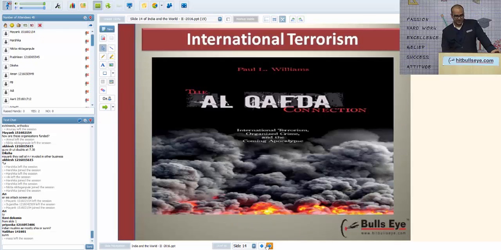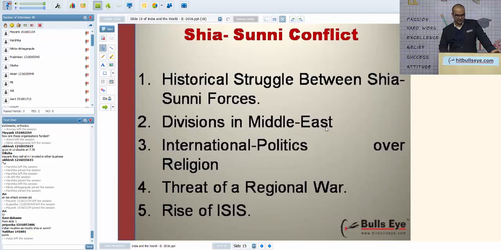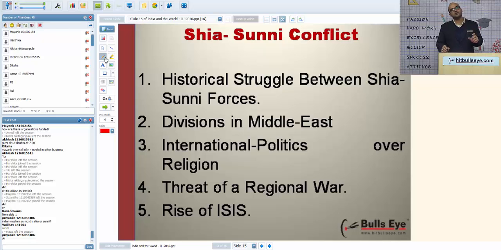Next, we speak a little bit about Al-Qaeda. Now, when you talk about the origin of Islamic State, it is a faction of Al-Qaeda. Al-Qaeda had a branch in Iraq called Al-Qaeda in Iraq, right? Abu Bakr al-Baghdadi was its chief over there, and he split away from its parent organization, that is Al-Qaeda, and formed a new organization, that is IS.